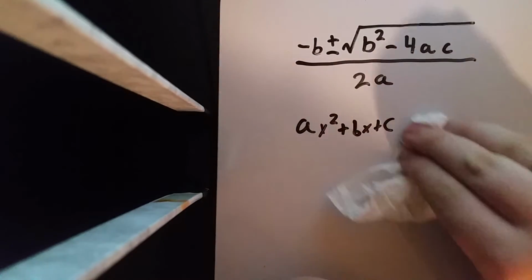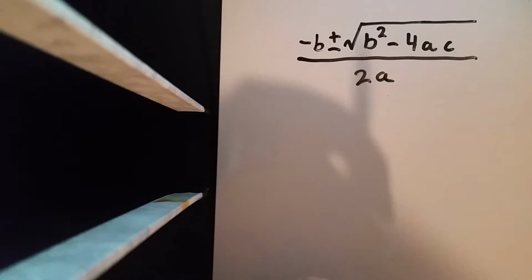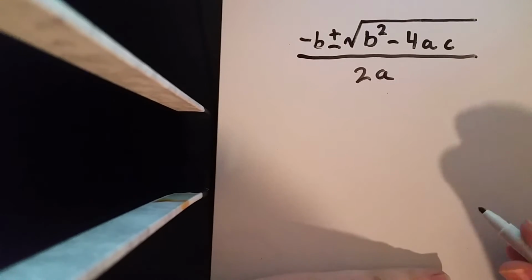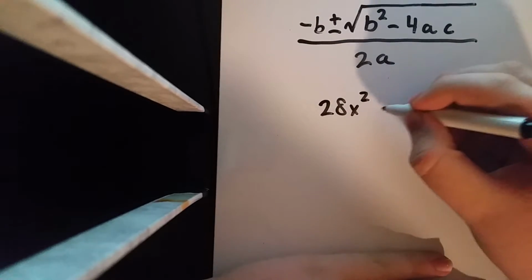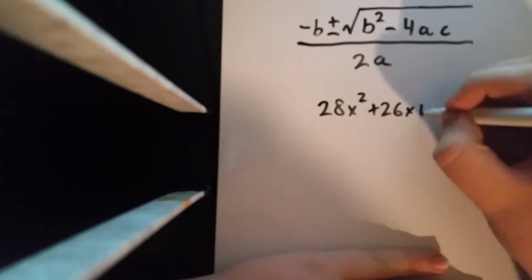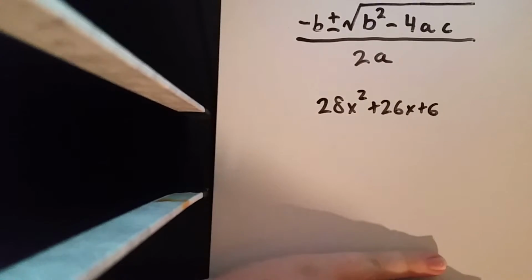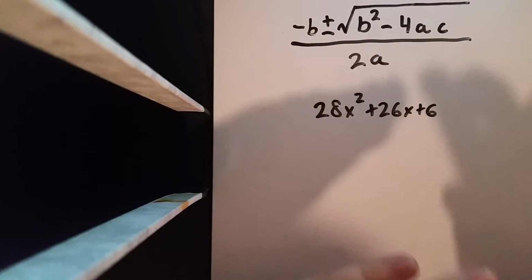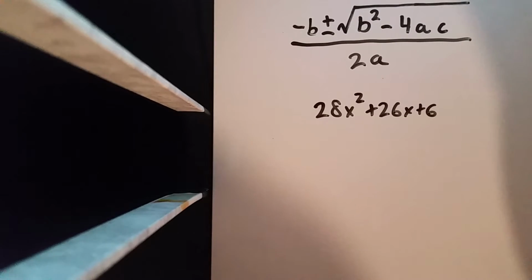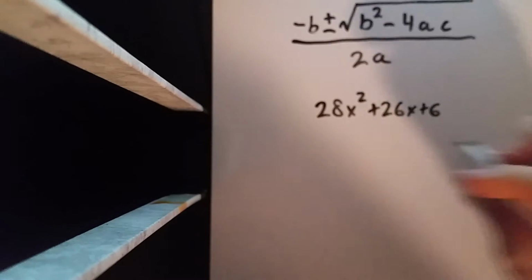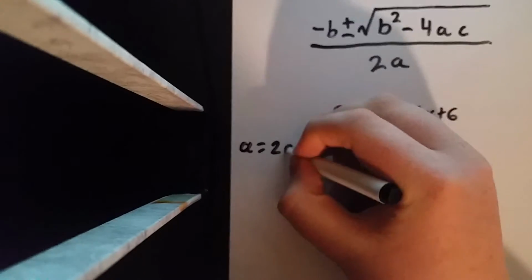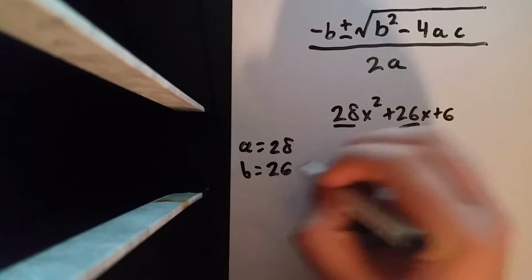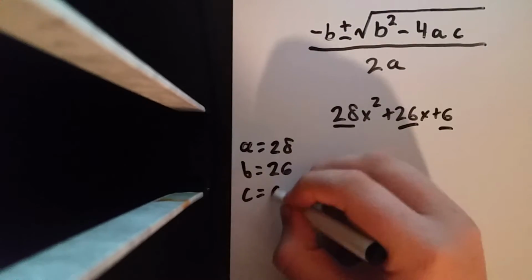So this is a little bit less conventional, but it works out a lot better for some not so nice quadratics, such as 28x squared plus 26x plus 6. Doing all sorts of factoring on this is going to be really, really annoying. So instead, we're going to mark our variables. A equals 28, because 28 is there. B is 26, and C is just straight up 6.